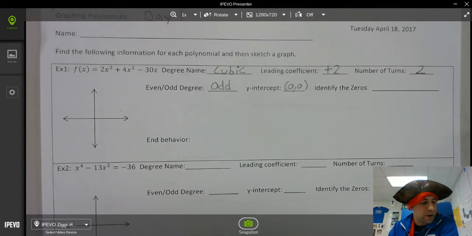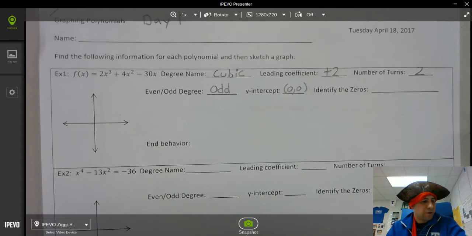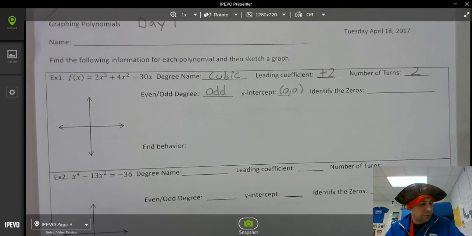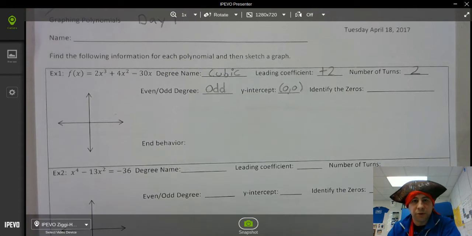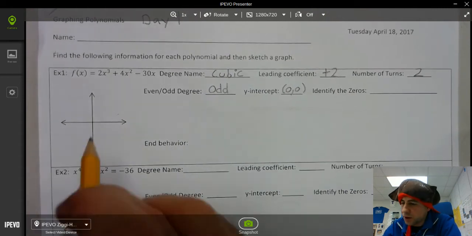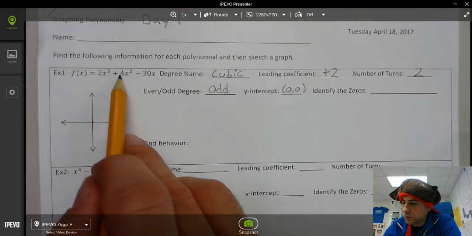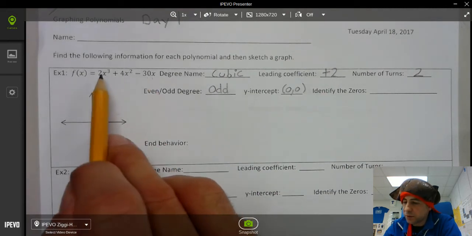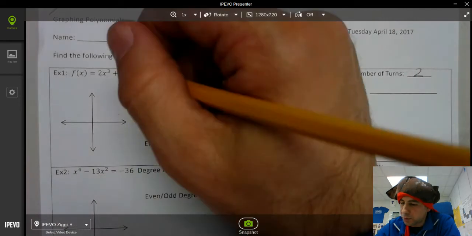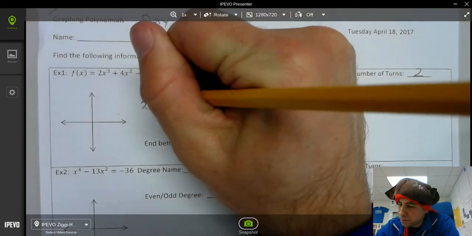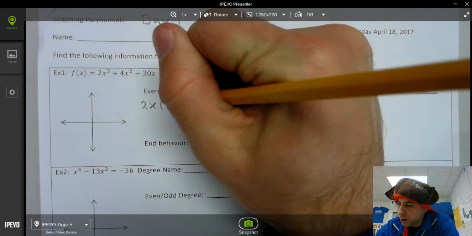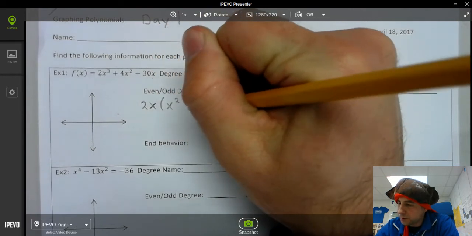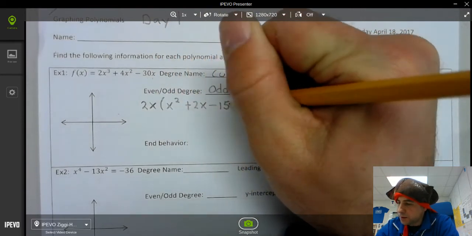At this point, we're going to identify the zeros. To identify the zeros, you have three methods: factor, quadratic formula, synthetic division. We always want to try factoring first. I see here that all the terms are divisible by 2 and an x. So we're going to factor out a 2x from all the terms. That's 2x times x squared plus 2x minus 15.